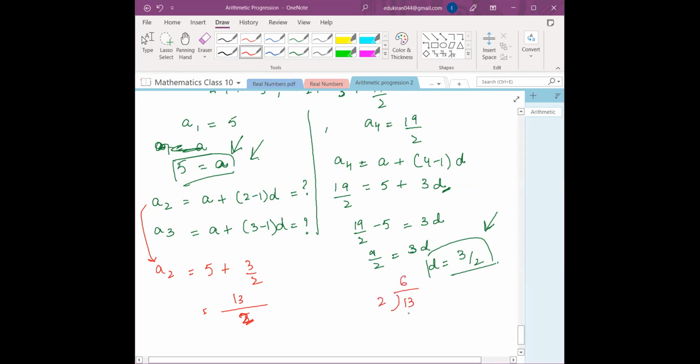So 2 into 6, you get 12. Then remainder is 1. So how do we write it? Like 6 times, right? And this is the remainder and this is your divisor. So convert it into mixed fraction. So 6, 1 by 2. Okay, ma'am. This is actually the quotient comes here, then your remainder comes here and your divisor comes here. This is how you write mixed fractions.